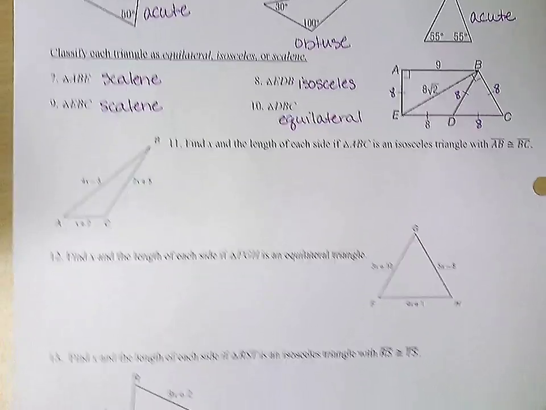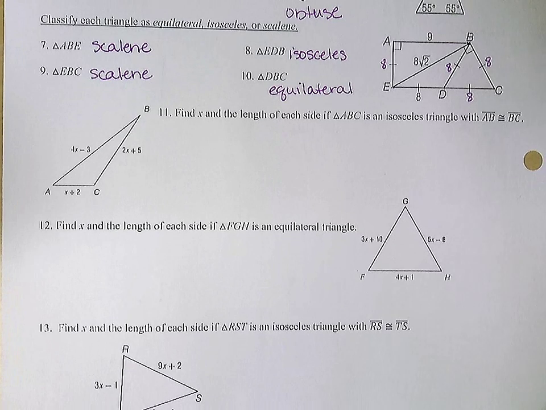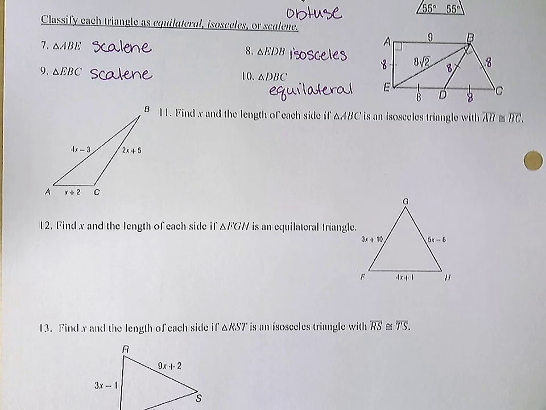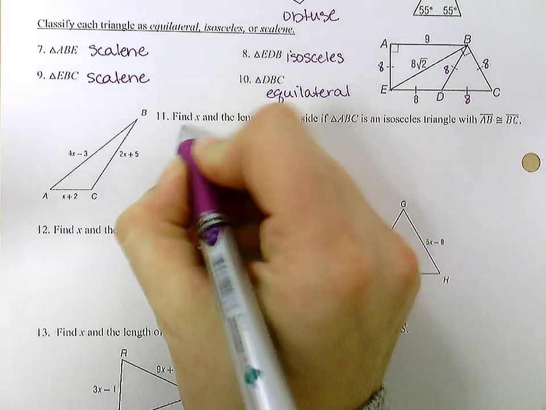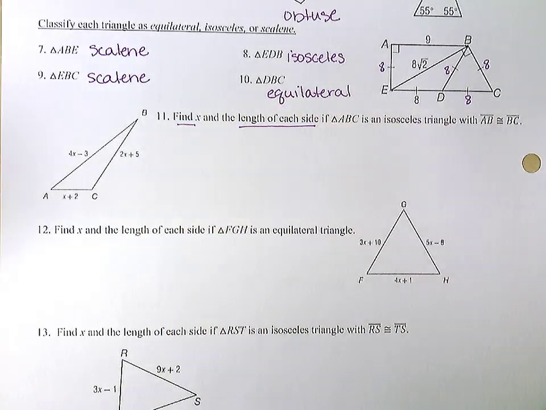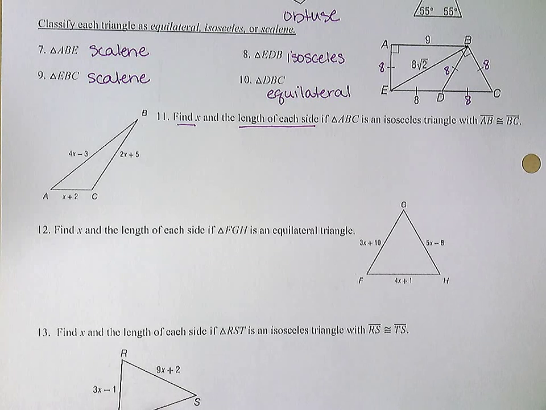All right, then numbers 11, 12, and 13, we're going to use those different classifications to solve for side lengths of our triangle. So number 11, we want to find x and the length of each side. So you have to find x and the length.